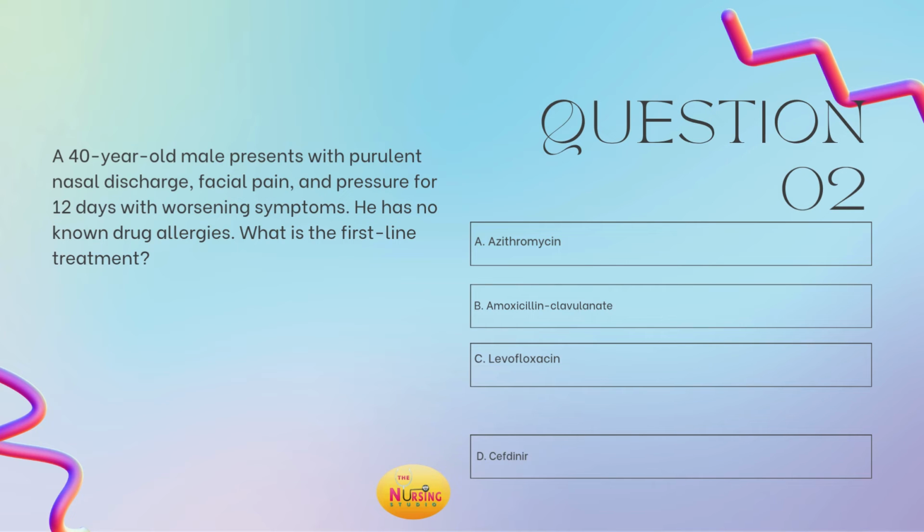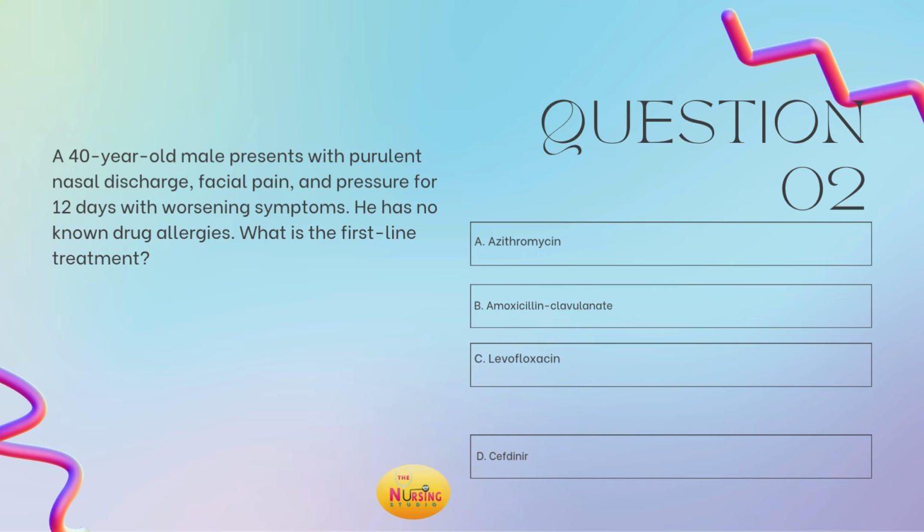All right, so the stem of the question here states, what is the first line treatment? Again, we look to see if there's a diagnosis provided since this is a treatment question, right? And it's not, so you got to run it back and look at the assessment findings. So we have a 40-year-old male. He presents with purulent nasal discharge, facial pain, and pressure for 12 days with worsening symptoms, and no known drug allergies, right?